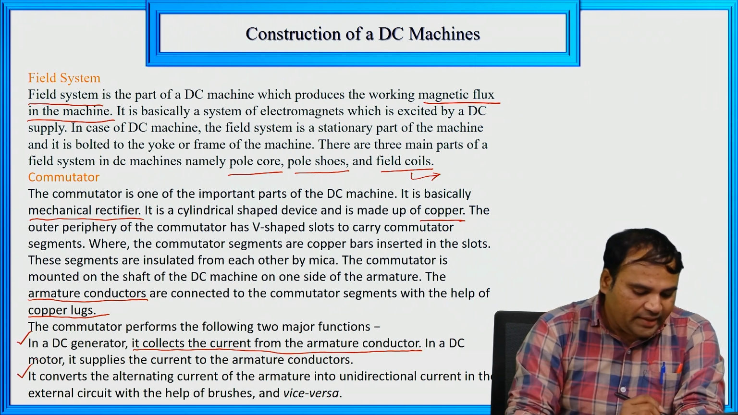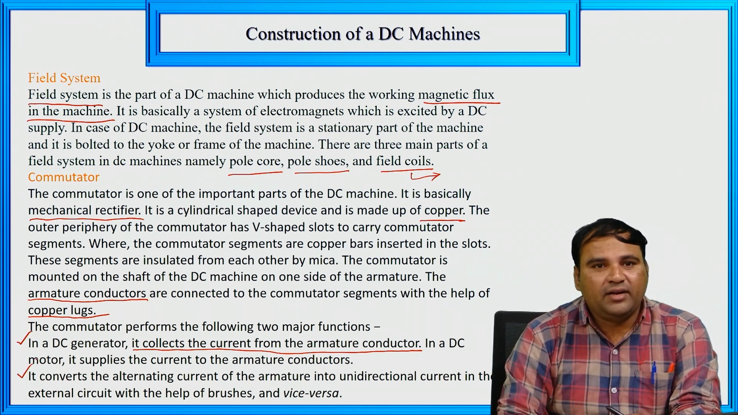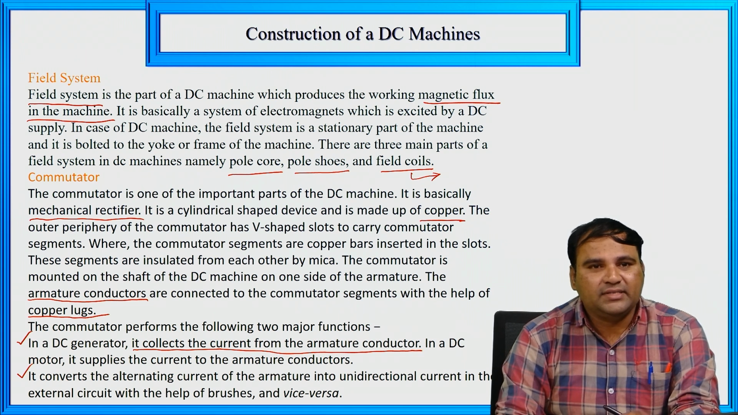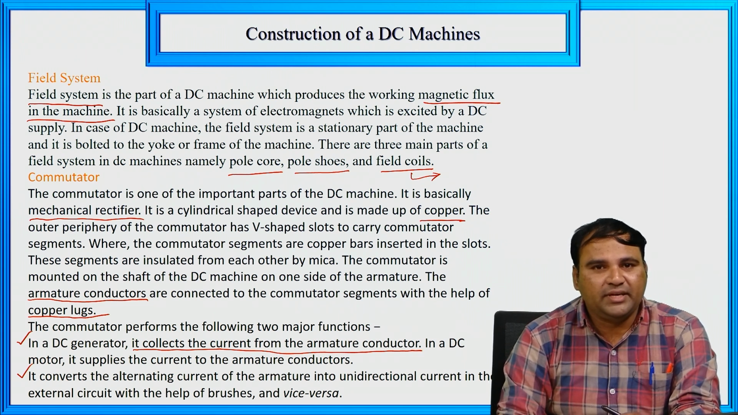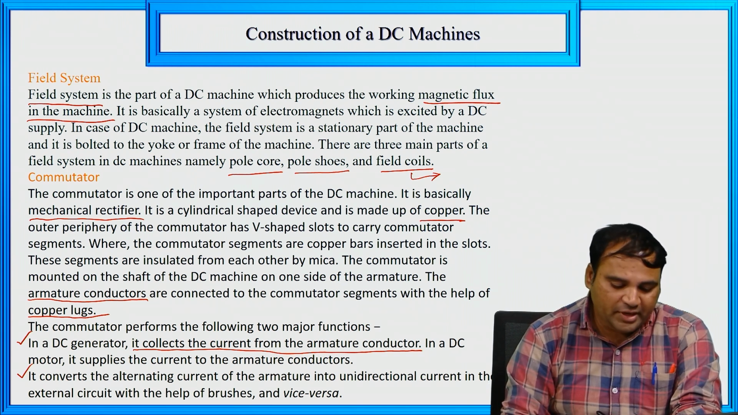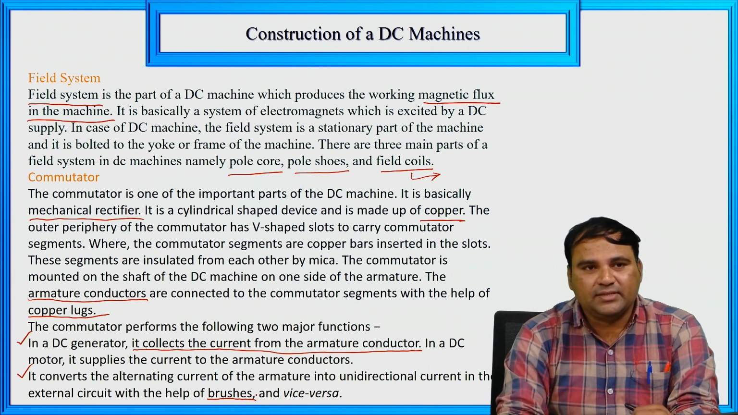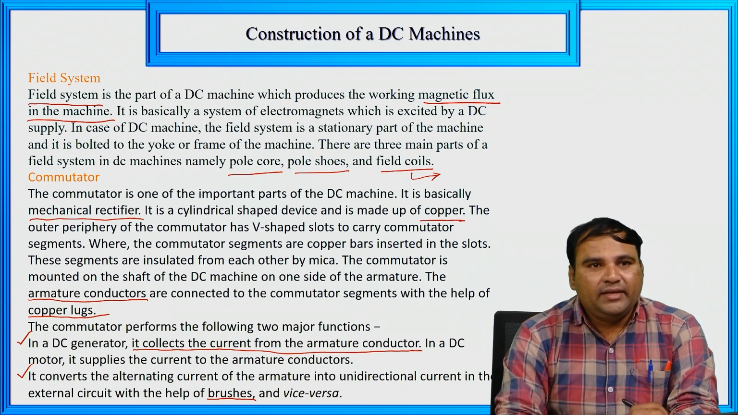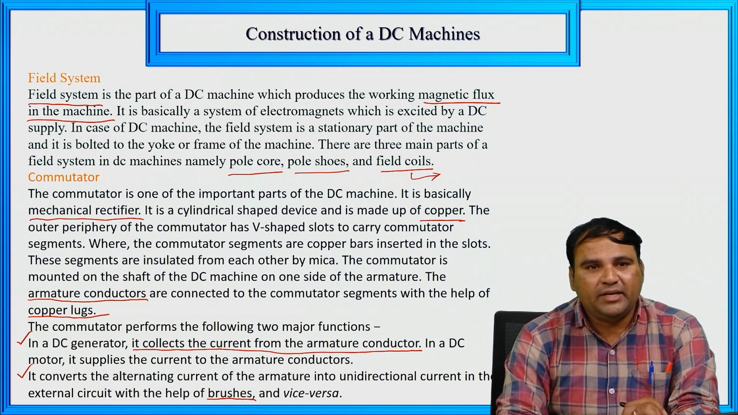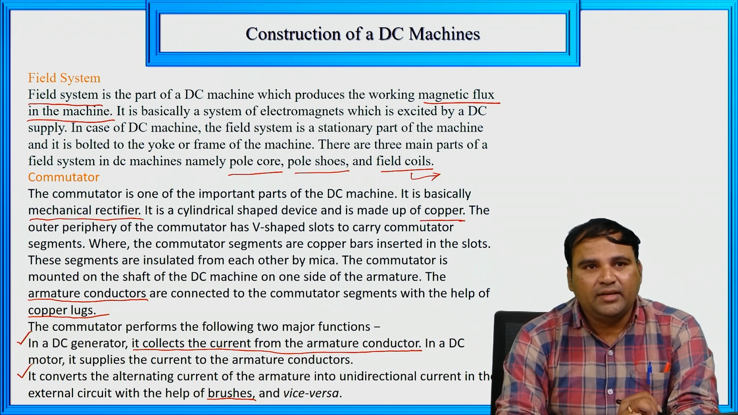The second point is that it converts the alternating current of the armature into unidirectional current in the external circuit with the help of brushes, and vice versa. So the main function of the commutator is to collect current from the armature or coil.